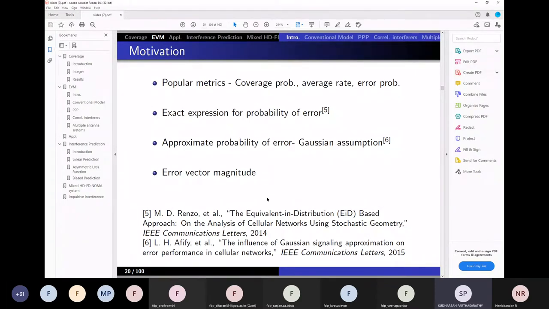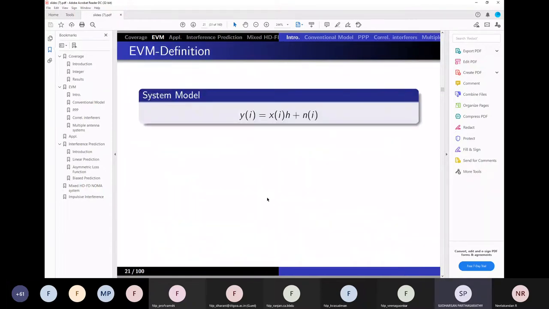The reason is you can try and express error vector magnitude in terms of probability of coverage itself. We have already derived the expression for probability of coverage, so we may be able to use it and find error vector magnitude. Next slide, slide number 21.